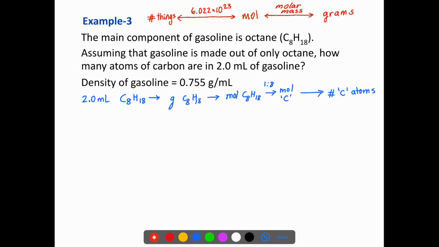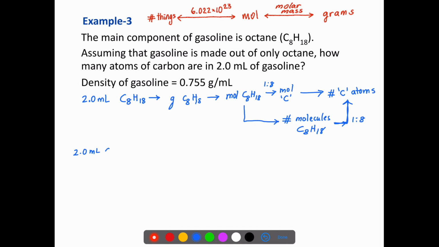Another way is you can change moles of C8H18 to number of molecules of C8H18 using the Avogadro's number. You can go from moles to number of those. And then once you have molecules of C8H18, you can go to number of carbon atoms, again using the 1 to 8 ratio. One molecule of this has 8 carbon atoms. So I'm going to choose this method and work the problem out. So the setup will look like this.